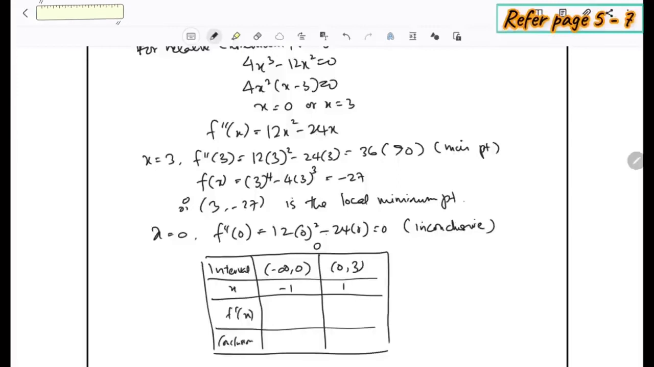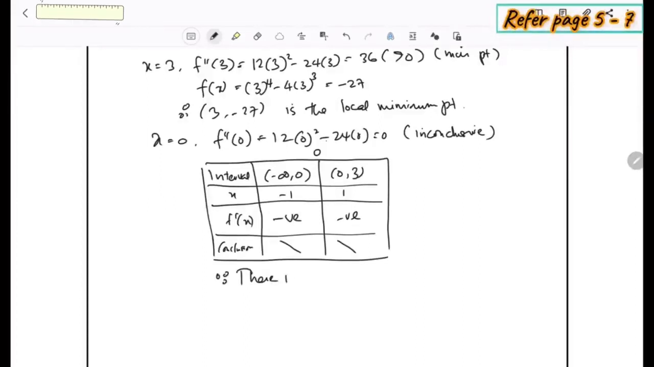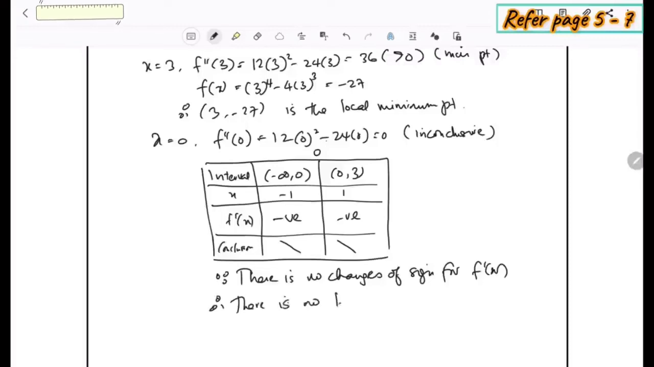So substitute into f prime x. Here we get negative, here also negative. So this is slanting to the left, slanting to the left. So there's no change. Since there is no change of sign for f prime x, hence there is no local extremum at x equal to 0.